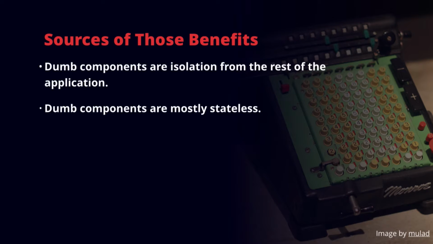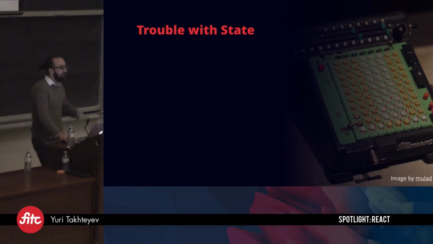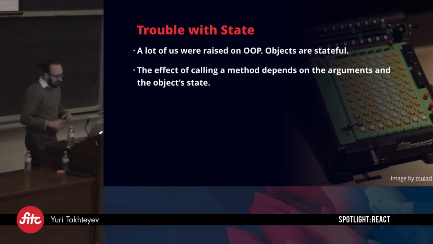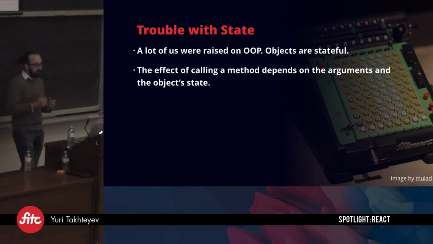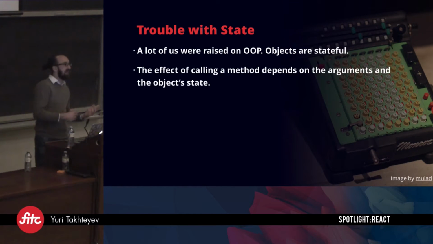Let's take a moment to think about what's the problem with things being stateful. A lot of people in my generation grew up on the idea of object-oriented programming, and it's very easy to default back to that kind of thinking. The key idea of object-oriented programming is that objects are stateful. What this means is that the effect of calling a method on an object really depends on the arguments and also the state.